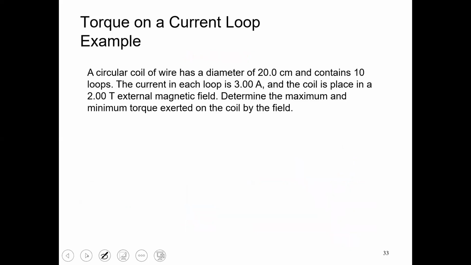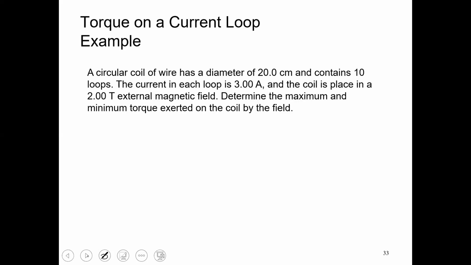So we've got a circular coil of wire, we've got a diameter of that circular coil, and we know that it contains 10 loops. The current on each loop is 3 amps, and the coil is placed in a 2 Tesla external magnetic field. So we want to determine the maximum and minimum torque exerted on the coil by the field.